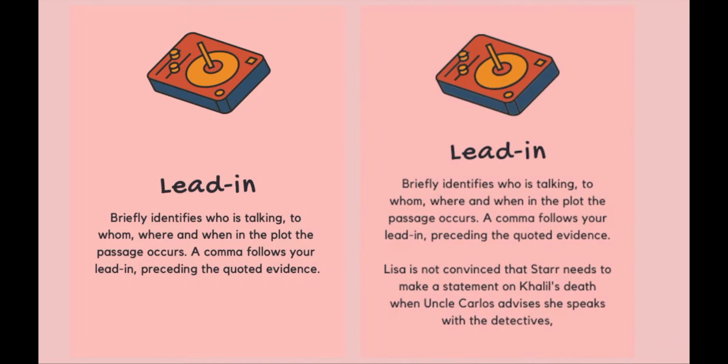Here's an example. "Lisa is not convinced that Star needs to make a statement on Khalil's death. When Uncle Carlos advises she speaks with the detectives," comma. So when we look at this lead-in, it's addressing who is talking, Lisa, Star, and Uncle Carlos, what they're talking about, Khalil's death. And when we take a look at the next example for evidence, we'll see how this lead-in provides us enough context for the passage that is being shared in the essay.